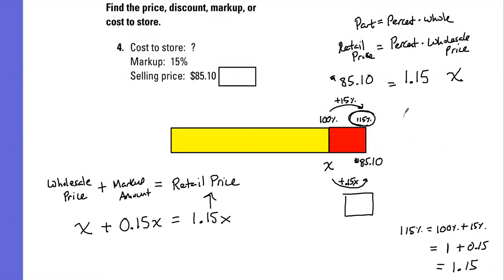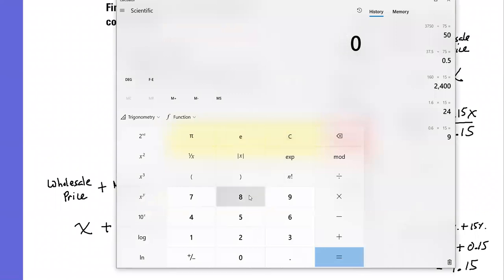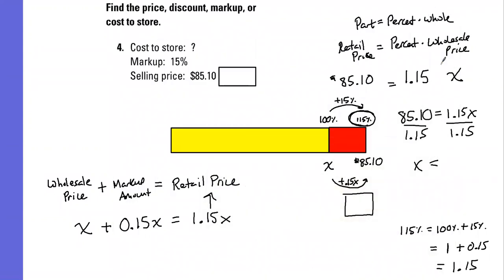To solve this equation, I'm just rewriting this so I have a little more room to show the division. So I'm going to divide both sides by 1.15. Now let's do $85.10 divided by 1.15. So 85.1 divided by 1.15, and I get 74. And that's my wholesale price.